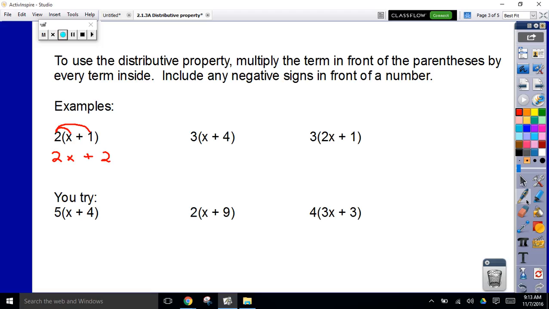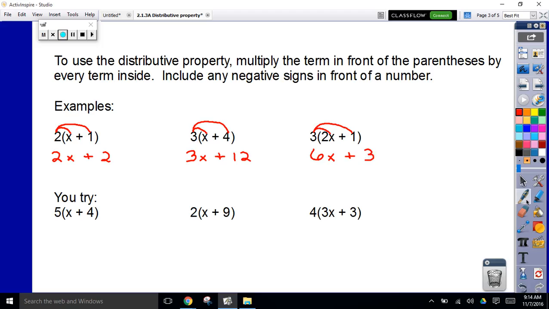Okay, so next example, we're going to multiply the 3 times x, and then we're going to multiply the 3 times positive 4. 3 times x is just 3x, because we don't know what x is, so we just write 3x. 3 times 4 is 12, so we have plus 12. Next example, we have 3 times 2x and 3 times positive 1. Since this x does have a coefficient of 2, we have to multiply 3 times 2, and that's 6. So we have 6x. 3 times 1 is 3, so 6x plus 3.